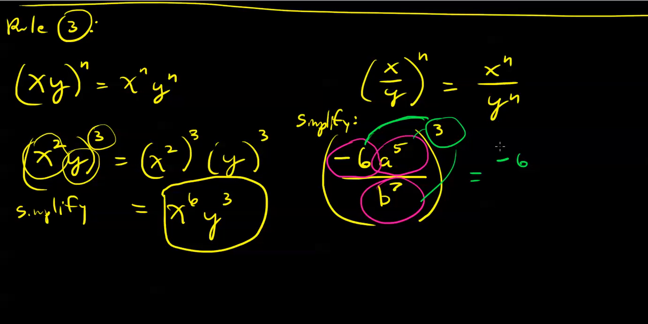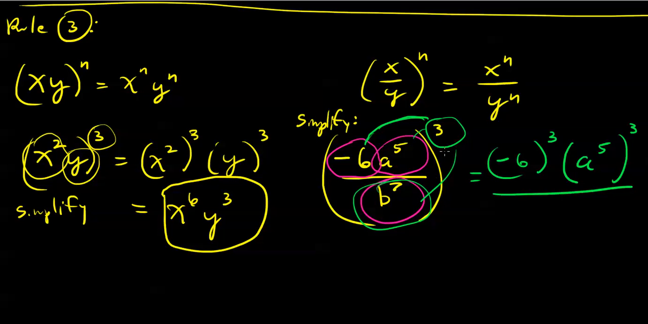Alright, so minus 6 to the 3rd power. Well, let me write that down. I'm going to have minus 6 to the 3rd power. I'll figure that out in a minute. Times a to the 5th to the 3rd power. And I'll simplify that in a minute. Divided by b to the 7th raised to the 3rd power.